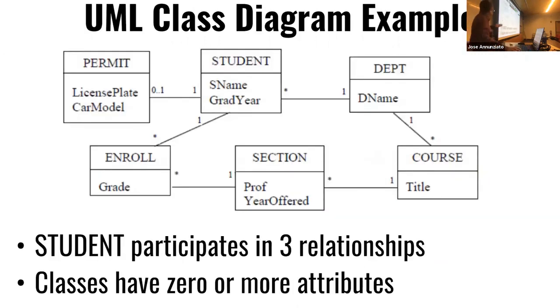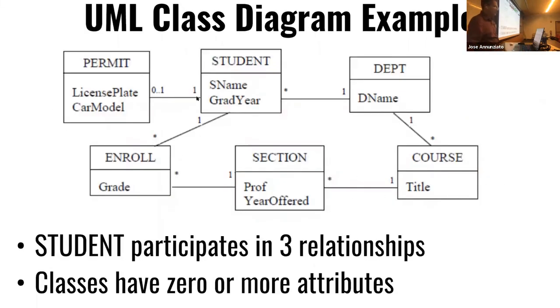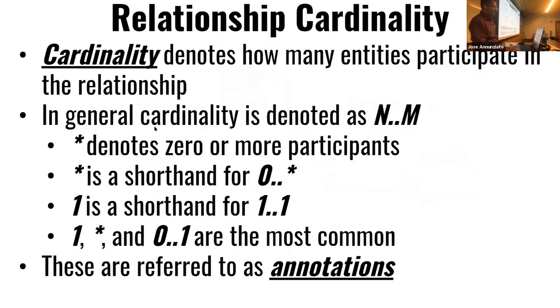So this diagram has lots of things in here. Obviously, we have the classes, the attributes, and the cardinality. Let's start referring to these things by what they are. The cardinalities, right next to the diagrams, are the ones and stars. We call this the cardinality, and they all have the notation n..m, some minimum and some maximum.